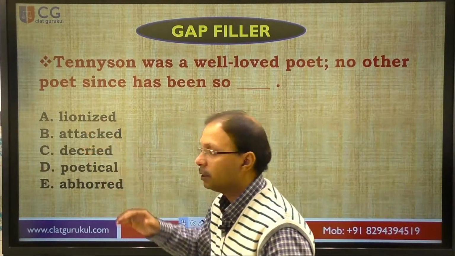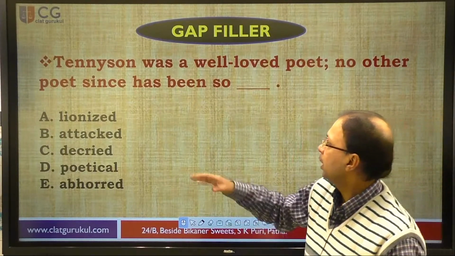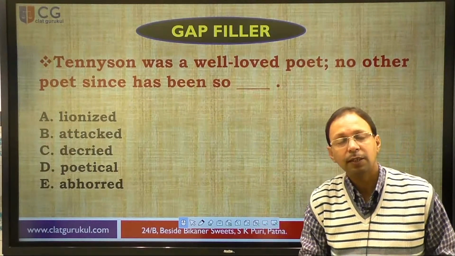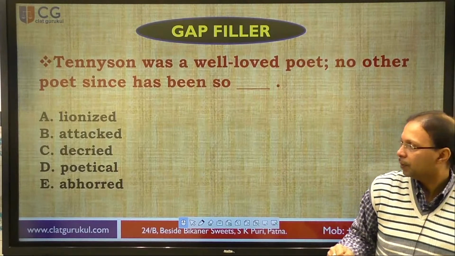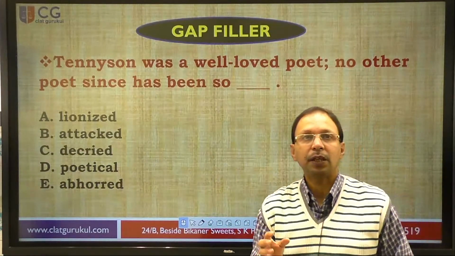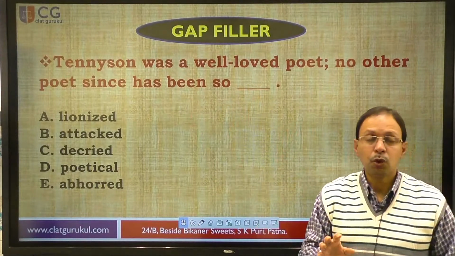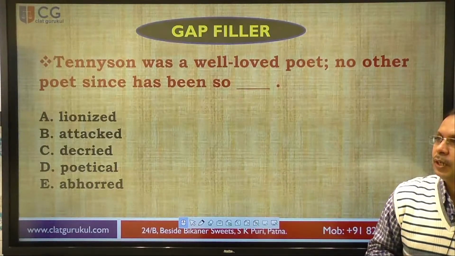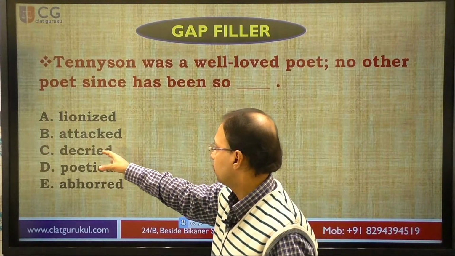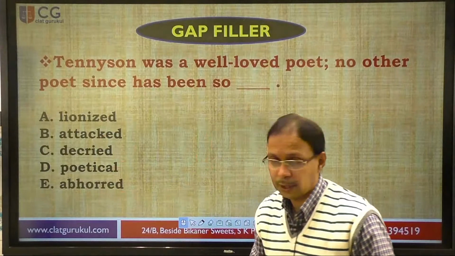Now, the lionized word is a very important word. It means highly admired, extremely praised. So Tennyson was a well-loved poet. No other poet since has been so lionized. It means so much appreciated. Now, decried is just reflecting the opposite idea. Decry means to speak ill of somebody else, which is not fitting in this particular slot, because we are talking about the good qualities of Tennyson. If we think about the good qualities, how can we use a word of negative quality? Right? So you cannot use the negative one, and decry is a negative word. So the correct answer will be lionized.